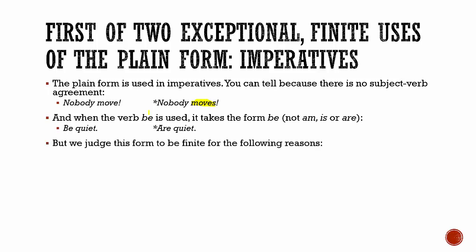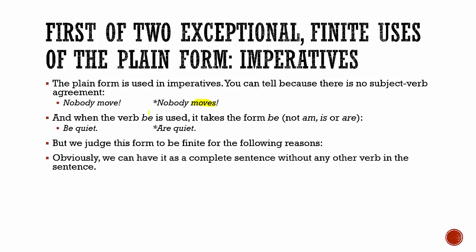All right, but we judge these clauses to be finite for the following reasons. Well, one, they give us a complete sentence, right? "Be quiet" is a complete sentence. "Nobody move" is a complete sentence. So we have those as complete sentences. They're headed by the plain form. So there we have to say the plain form is a finite verb.